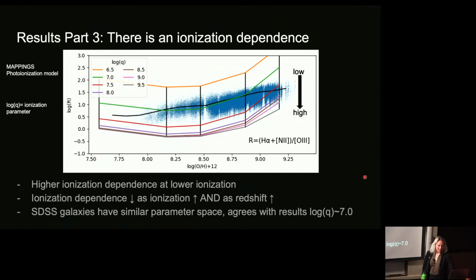Also, we should expect that our SDSS galaxies are all within the same parameter space. They're all local, they're all star forming, so they should all have a similar ionization. And our results do agree with that. They all hover at around an ionization parameter of 7.